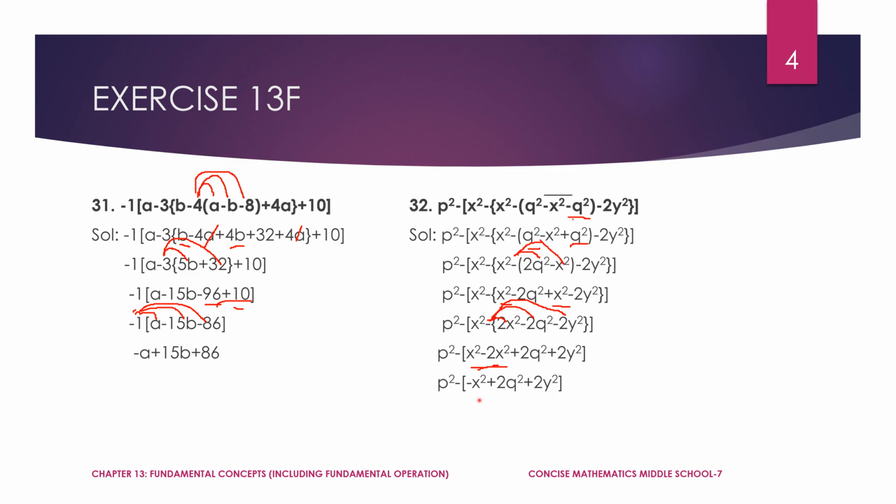Again inside you cannot perform any arithmetic operation. So multiply with this minus on three terms. So it becomes minus into minus plus x square, minus into plus is minus 2q square, minus into plus is minus 2y square. And again check for any like terms. No, you don't have any like terms over there. So that is the answer.